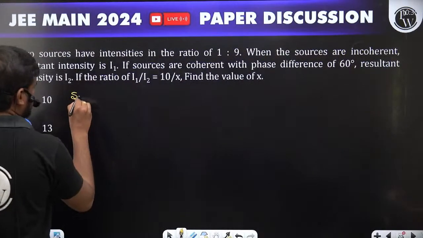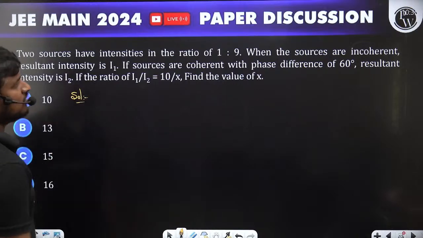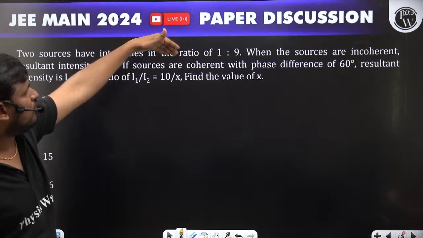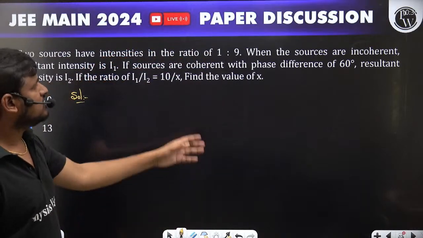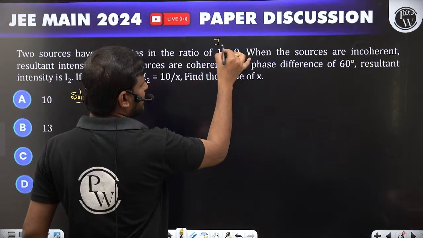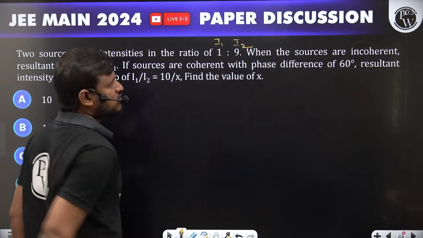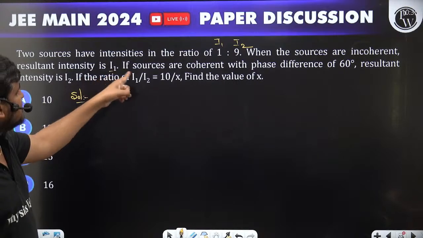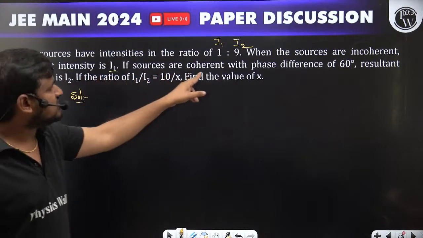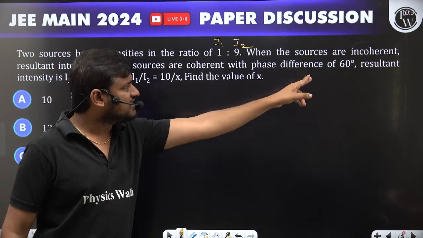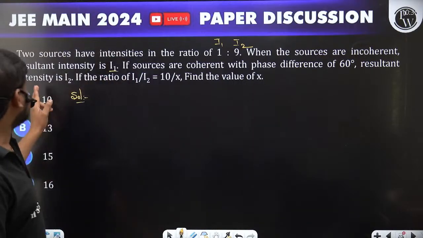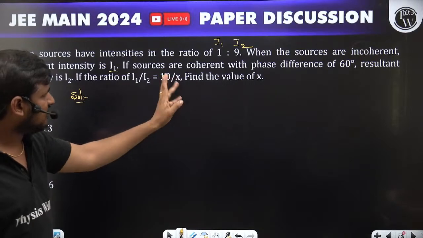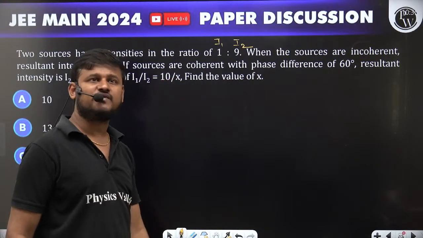So we have one more question. This is from wave optics. Two sources have intensities ratio 1:9. Let it be the intensity I1, let it be the intensity I2. When the sources are incoherent, the resultant intensity is I1. If the sources are coherent with a phase difference of 60, the resultant intensity is I2. Then the ratio of I1 to I2 is given, and they are asking us to find the value of X.